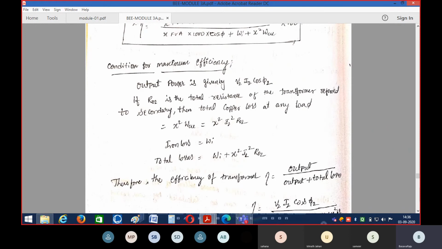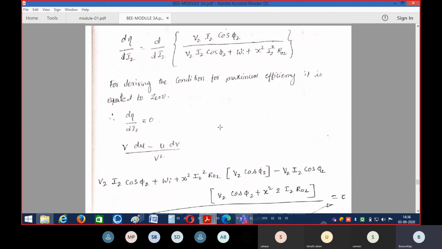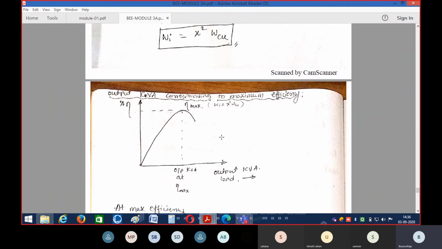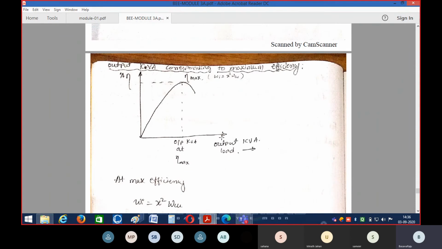We have derived the complete condition for how we will get the maximum efficiency. I will not go through the complete derivation; I will directly put the result in front of you. What is the condition to get the maximum efficiency of the transformer? The iron loss taking place in the transformer must be equal to the copper loss taking place in the transformer. Or simply we can say that at a particular load condition, if the iron loss exactly equals the copper loss, then at that load condition we will have the maximum efficiency of the transformer.